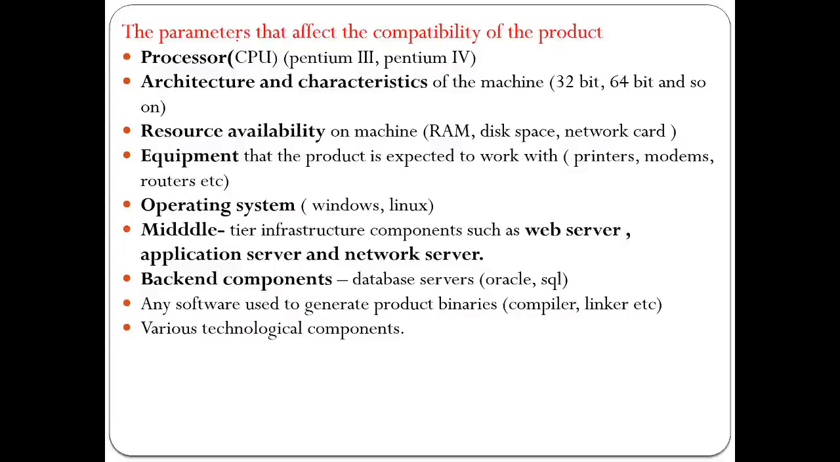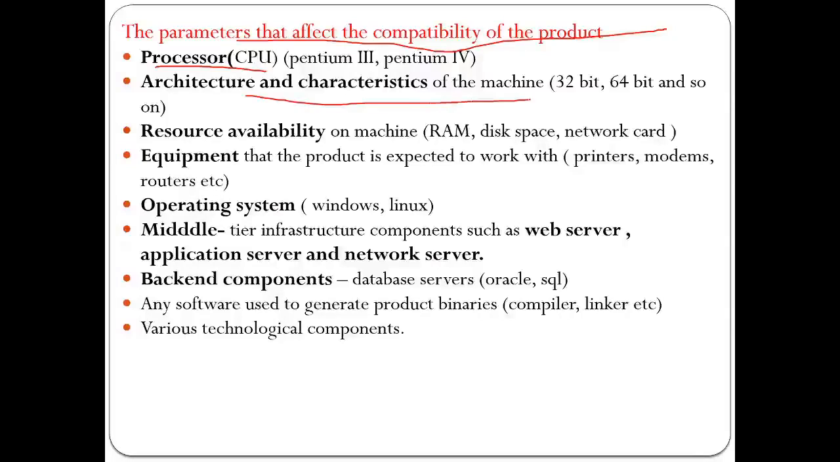The parameters that affect the compatibility of the product are, first, processors. There are so many processors available in the market: Pentium 3, Pentium 4, Pentium 5, and the latest one is Pentium 7. Obviously all softwares work very fast on Pentium 7, but it is very costly. Most of the users cannot afford it, so most of the users may prefer Pentium 3. The software which you developed must be able to support Pentium 3 because most of the users use Pentium 3 systems.